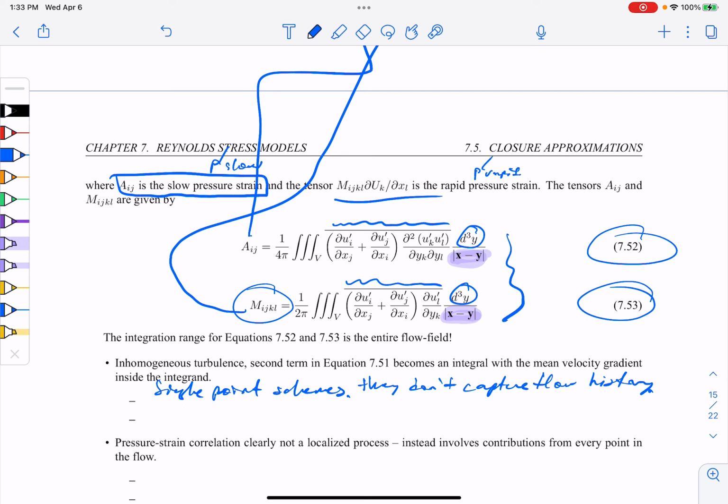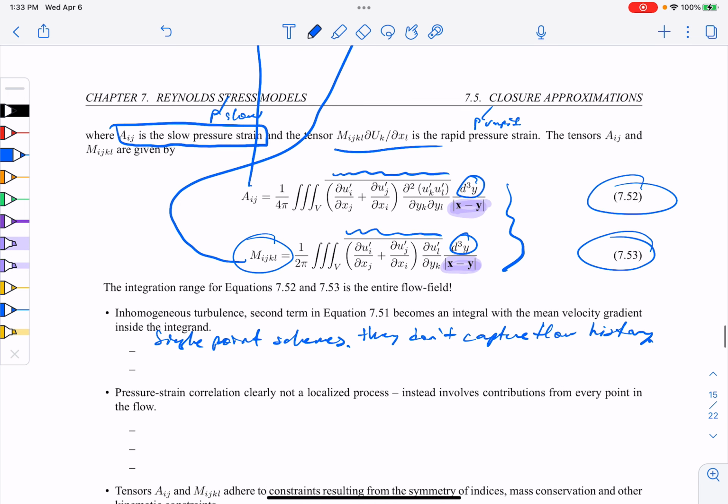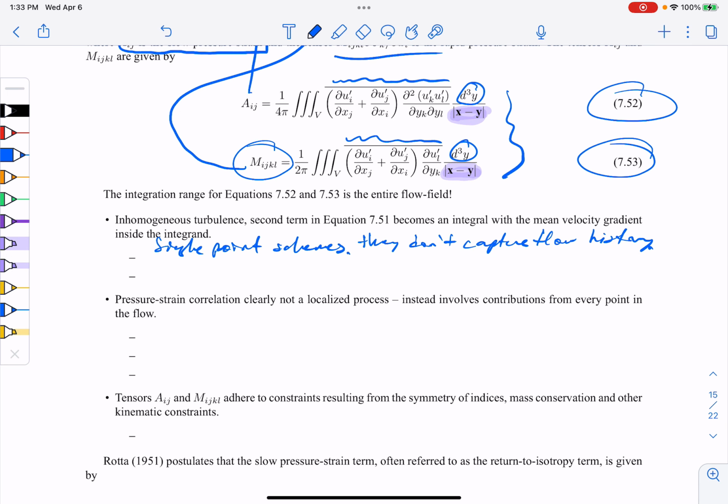And we might be able to close that because we know and understand two-point closures for homogeneous isotropic turbulence. So we might be able to accomplish closure for the correlating terms based on some physical location if we make some assumptions. Now the pressure-strain correlation is obviously not localized, which I just pointed out in equations 752 and 753. It involves contributions from every point in the flow. So what does that imply? It means that the products of fluctuating pressure involve two-point separations.